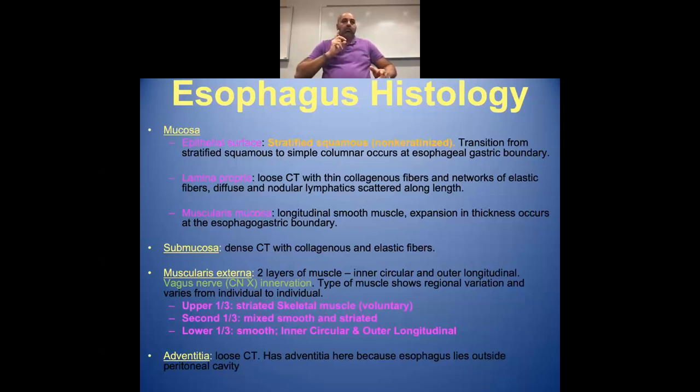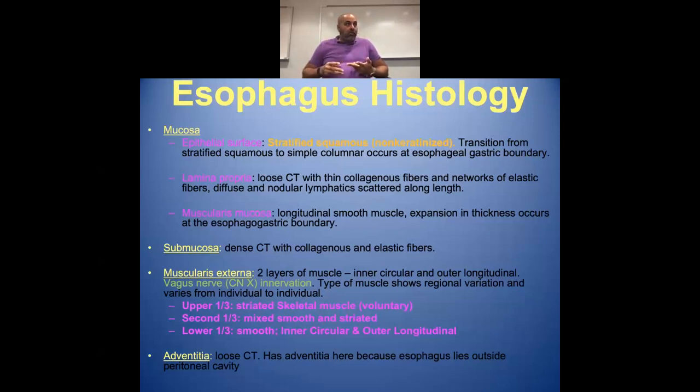Muscularis externa, there's something unique here. The upper 1/3, voluntary. We control it. So, skeletal. The second 1/3, you don't really have control over it. It's mixed. It's transitioning. So we see skeletal plus smooth, or striated plus smooth. Lower one third, no control anymore. Pure smooth muscle, inner circular, outer longitudinal.